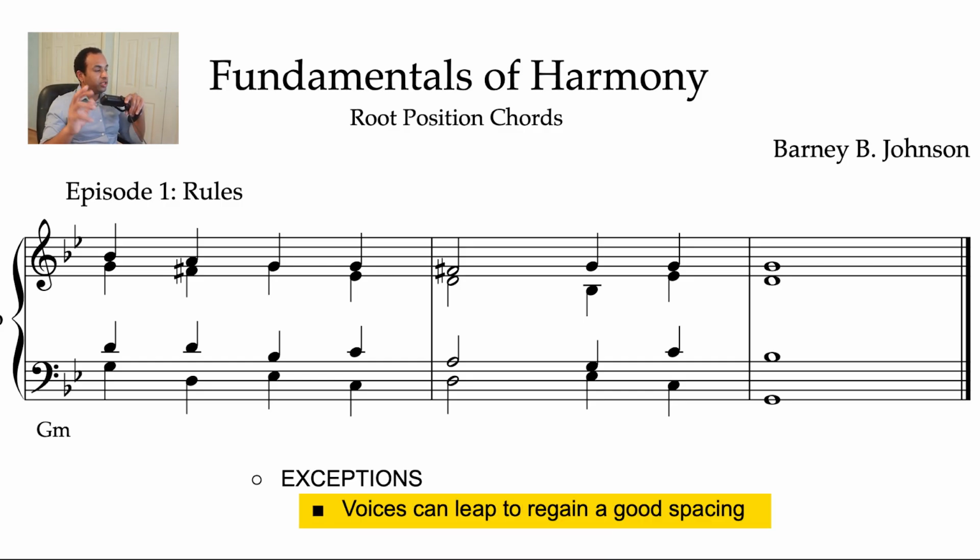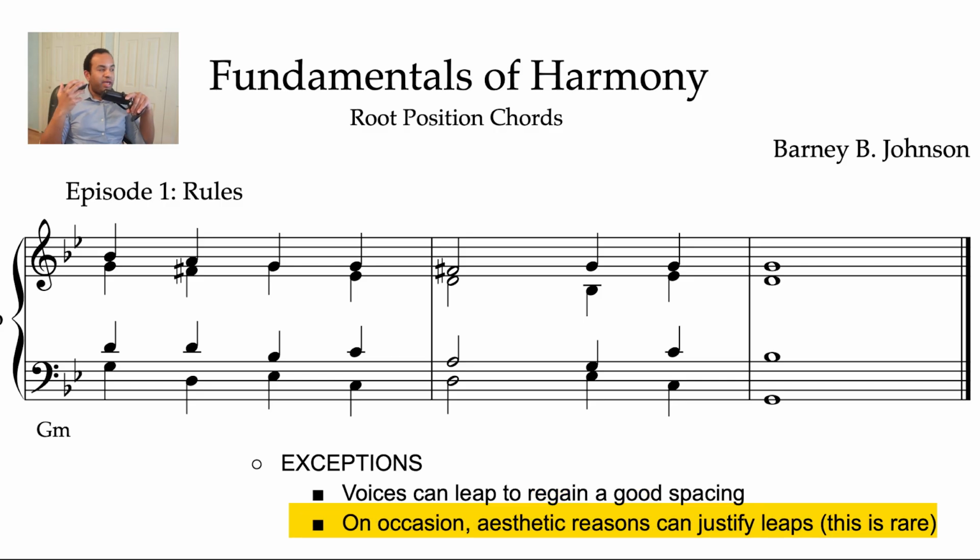Now, an exception to this would be regaining good spacing. For example, coming out of a deceptive cadence, we go from a 6 to a 4 chord. Many times you have to make the tenor and alto leap in order to not get too far away from the soprano, which we'll be talking about in a future episode. And there can be aesthetic reasons that you want to make the voices leap, quote, unnecessarily, but for now, just focus on the convention.